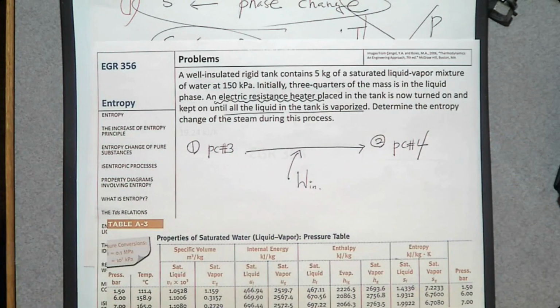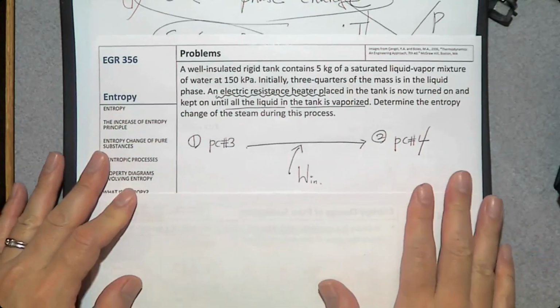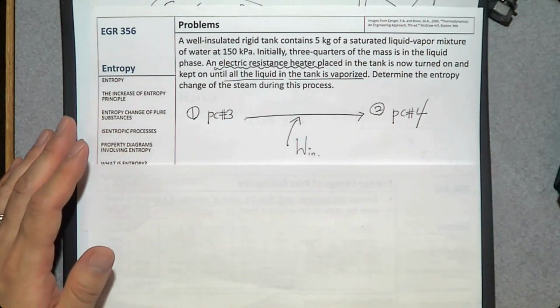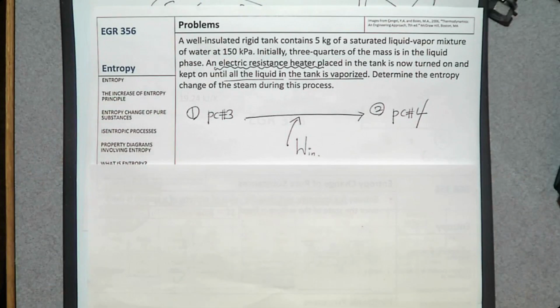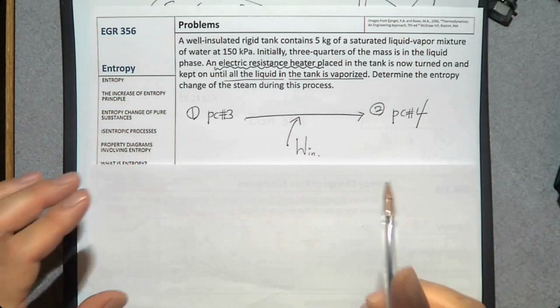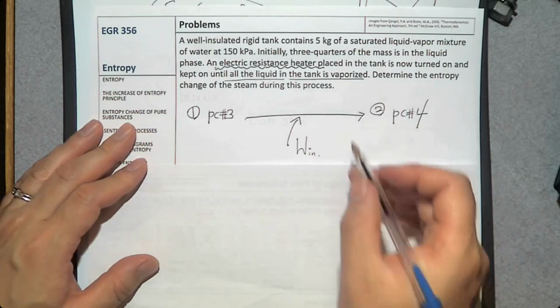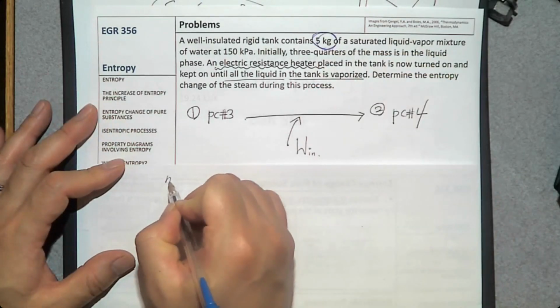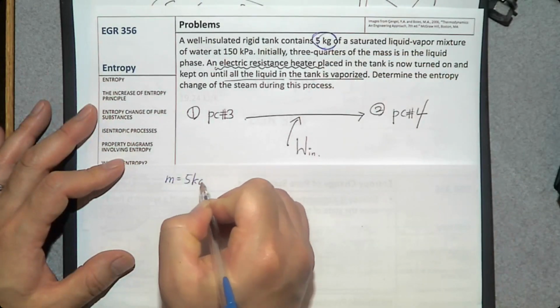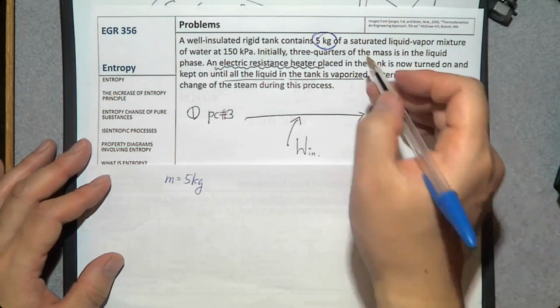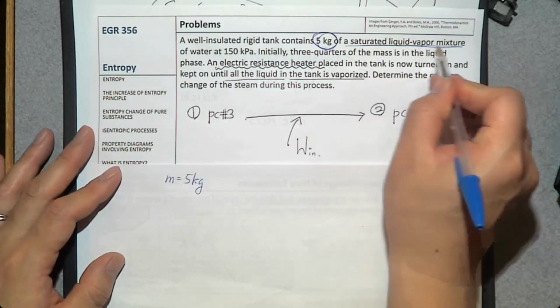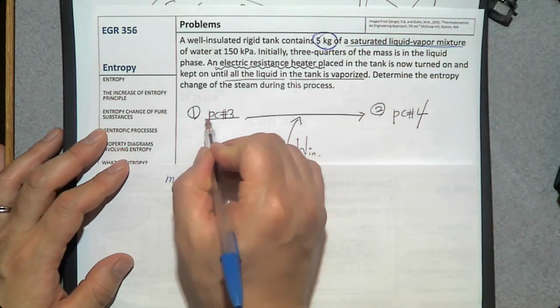Then the question is, how can we determine the total entropy change? We can do that, no problem. First, let's see what information we have. First, we have the mass of the system. So the mass of the system is 5 kilograms. Okay, good. And now we know it is a saturated liquid mixture, phase change process number 3.